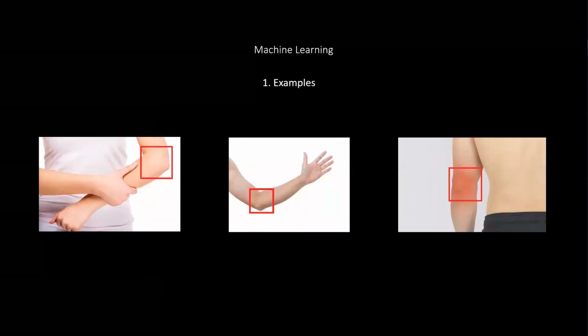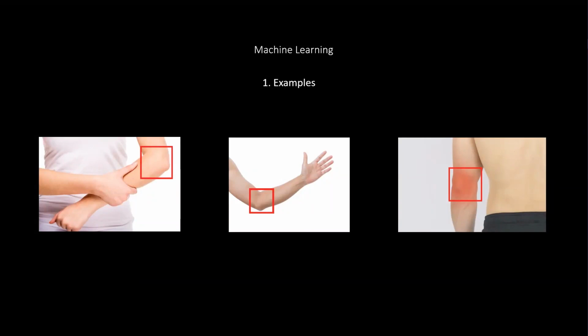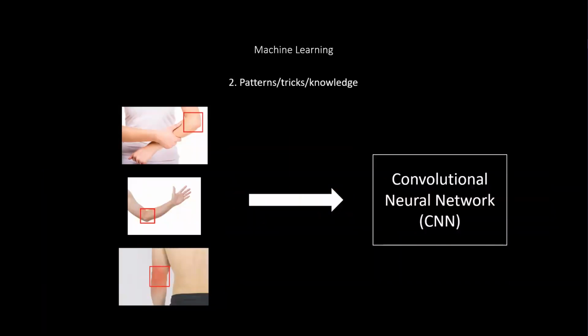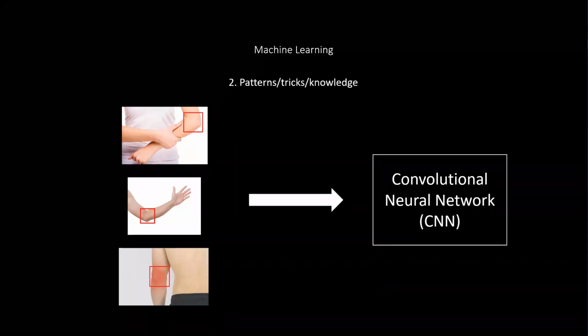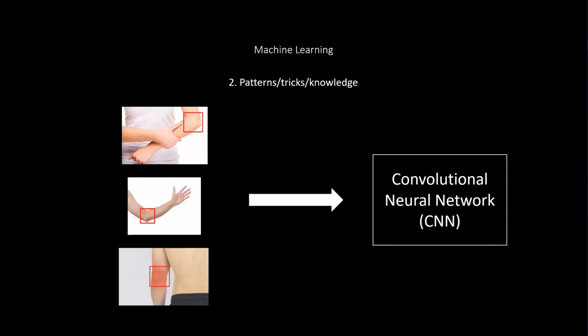So for machine learning, if I want the machine to be able to recognize a left elbow, I need to find examples with the whole picture as the question and the area circled by the red box as the answer. After I find examples, I feed them to a machine, which has a neural network similar to our human brain, called a convolutional neural network, or CNN in short.